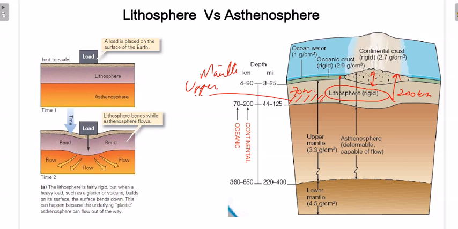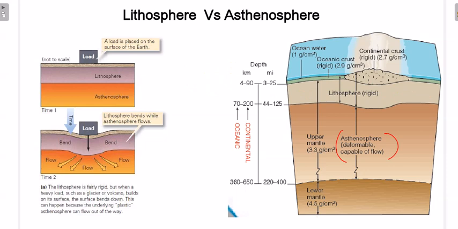Okay, then there is asthenosphere, which is deformable, capable of flow, and the asthenosphere's density is around 3.3 gram per centimeter cube, which is also the density of upper mantle. Okay, so asthenosphere makes the lower part of the upper mantle, while lithosphere consists of upper mantle, oceanic crust, and continental crust.